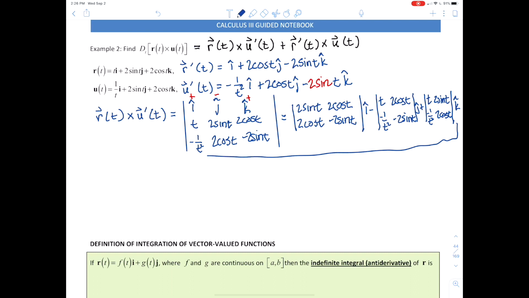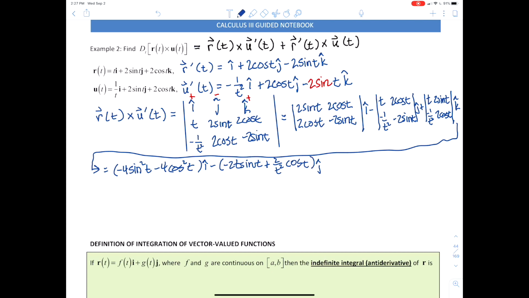That will be, good. We'll have negative 4 sine squared t minus 4 cosine squared t times i, and then minus negative 2t sine t plus 2 over t squared cosine t times j, and then we'll have plus 2t cosine t, minus a minus is plus 2 over t squared times sine t, and that's times k.